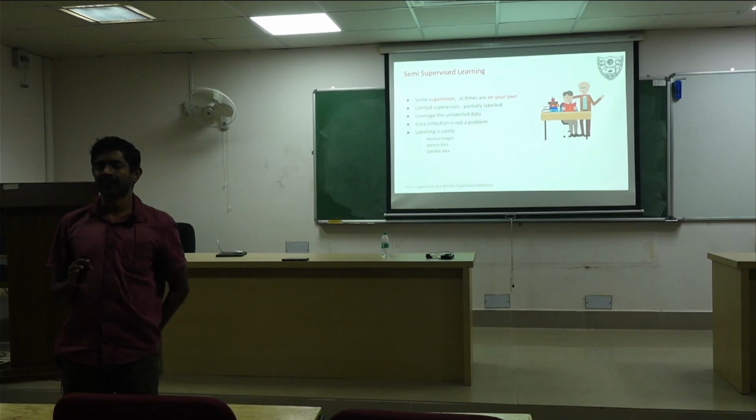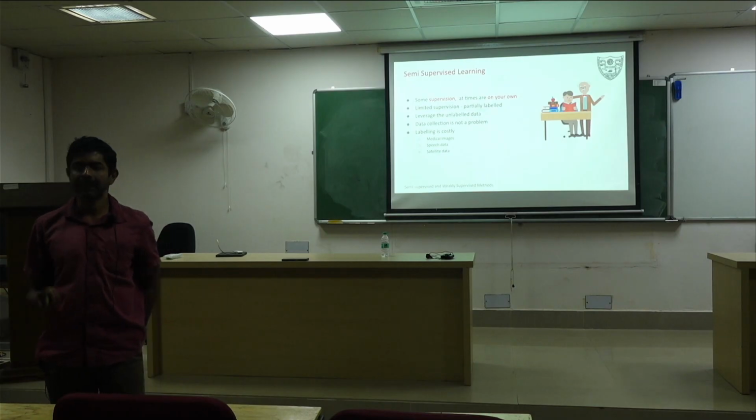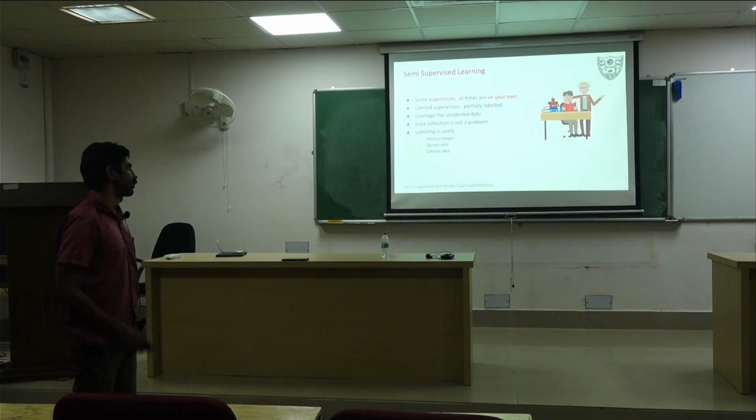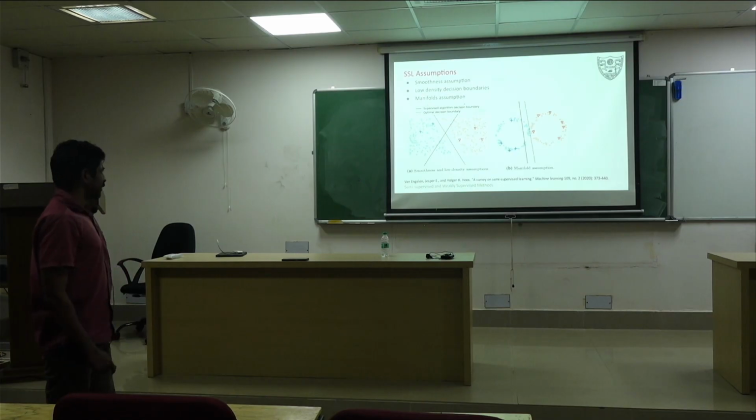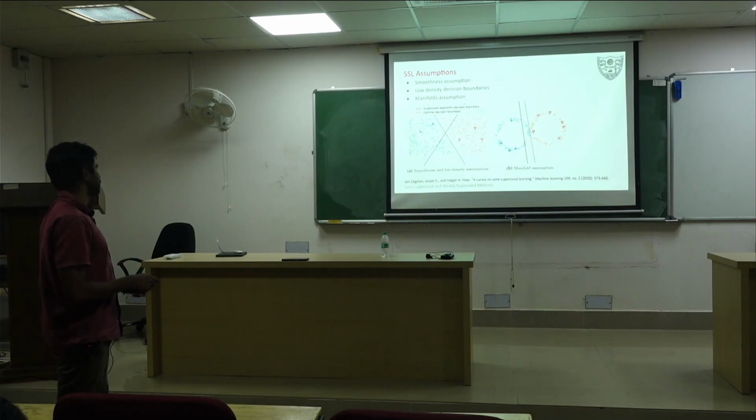We have some set of labeled images, some set of unlabeled images, and how do we use these unlabeled images in learning something useful? There are a few assumptions here. Let me tell you what this picture means. This is just trying to separate two classes, the orange class and the blue class.